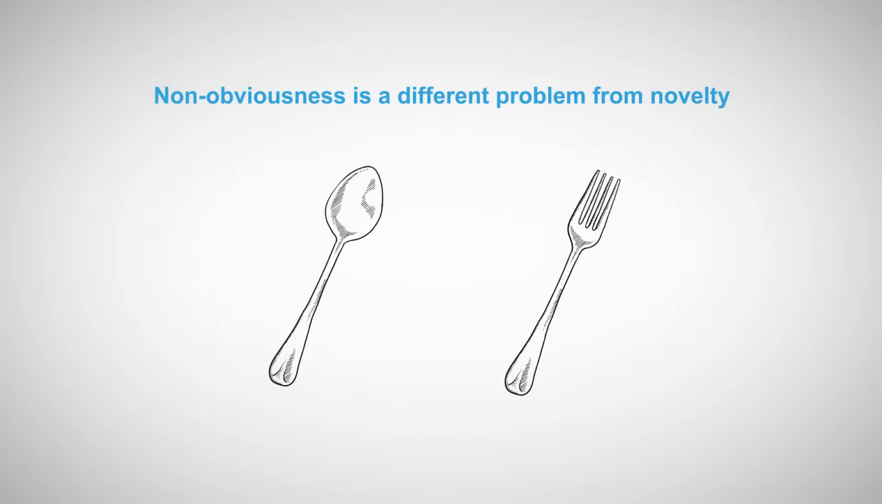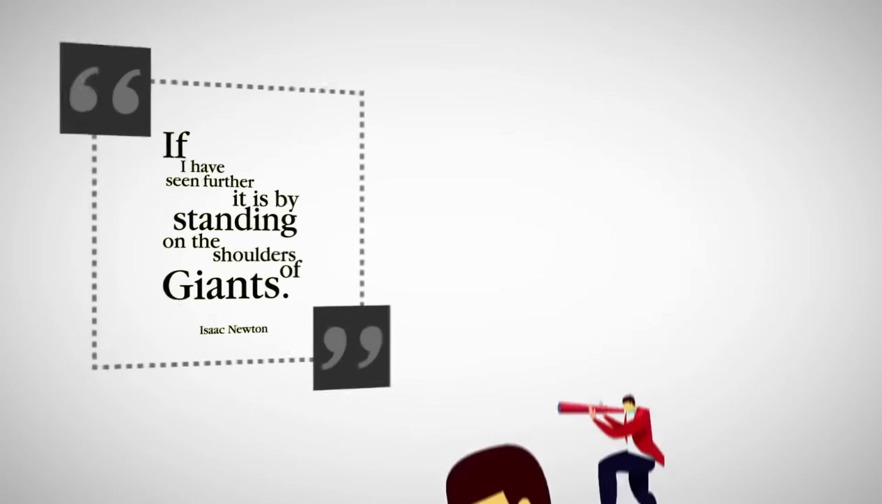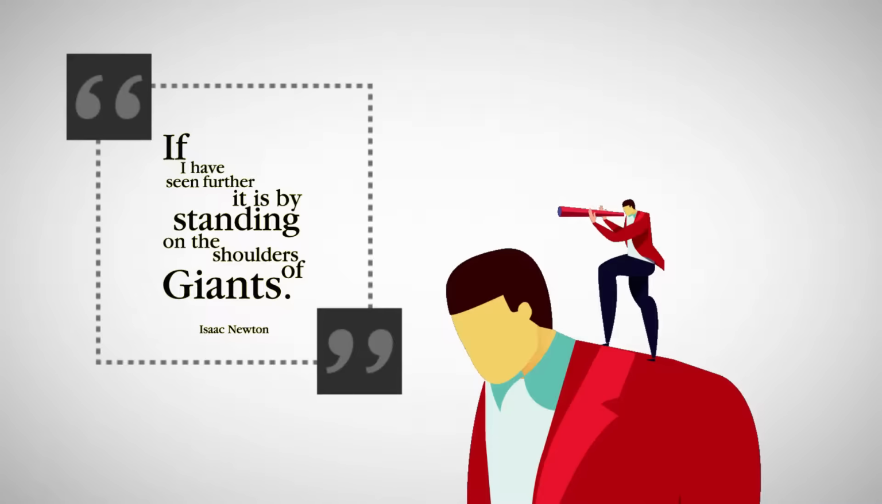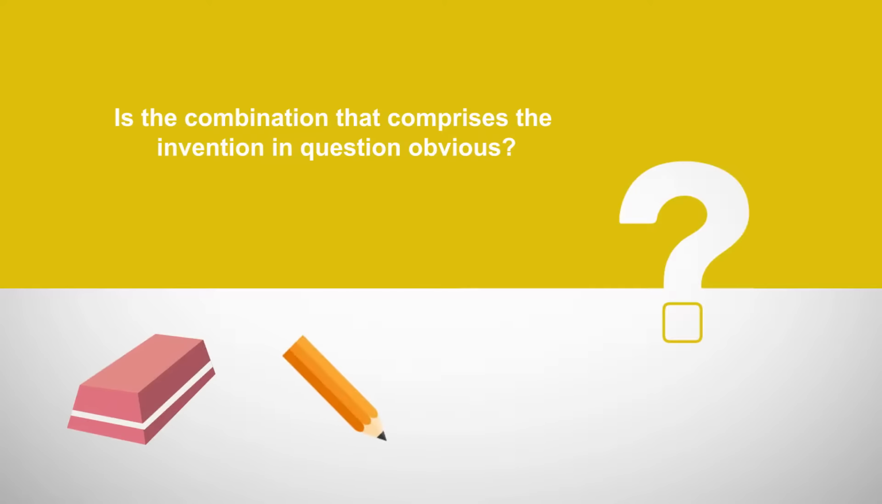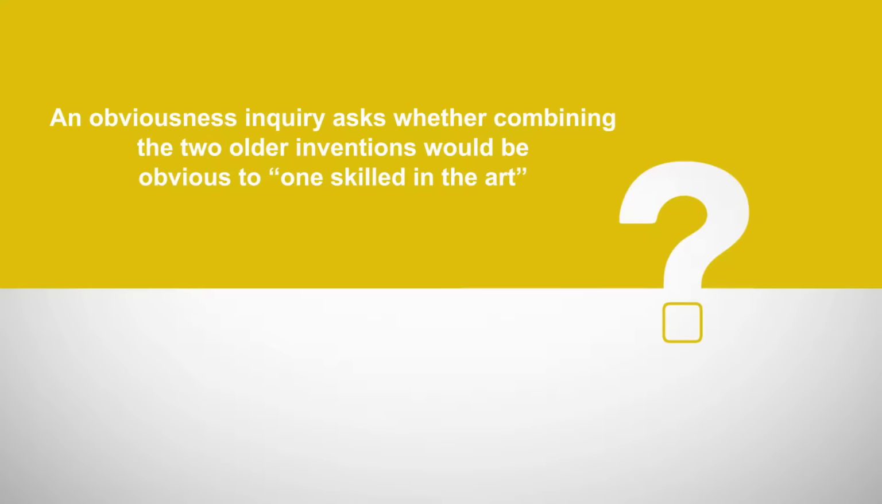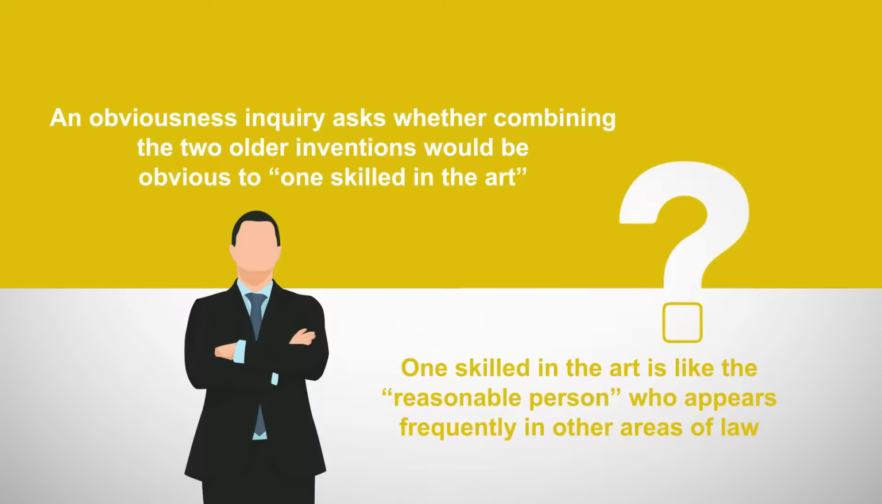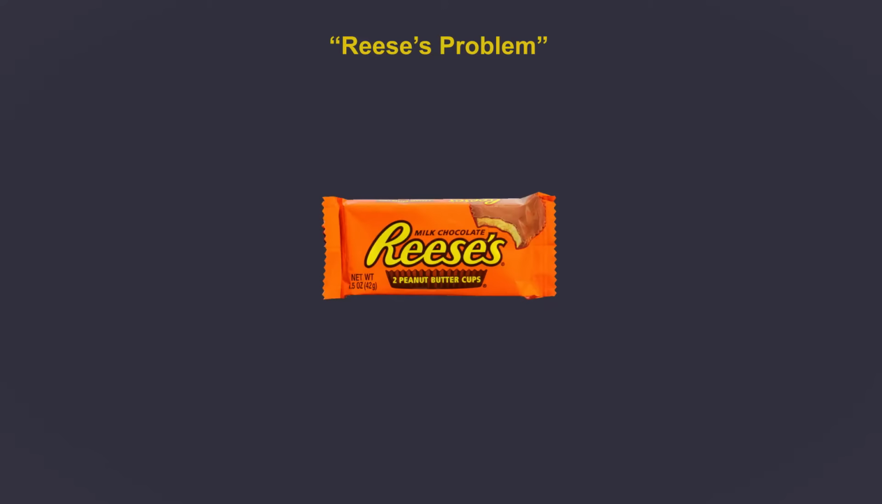Nonobviousness is a different problem from novelty. To some extent, all inventions are combinations of older inventions. This is the idea that, as Isaac Newton said, if I have seen further, it is by standing on the shoulders of giants. The non-obviousness test is asking, is the combination that comprises the invention in question obvious? An obviousness inquiry asks whether combining two older inventions would be obvious to one skilled in the art. One skilled in the art is like the reasonable person who appears frequently in other areas of law. But in this case, the reasonable person is one who works in or is skilled in the field of the invention.